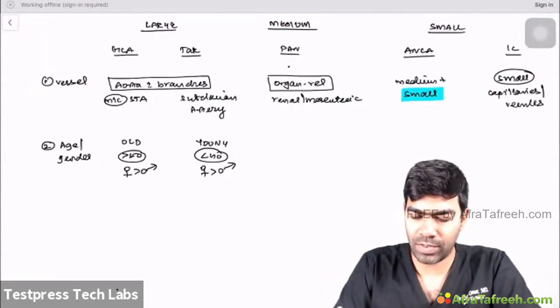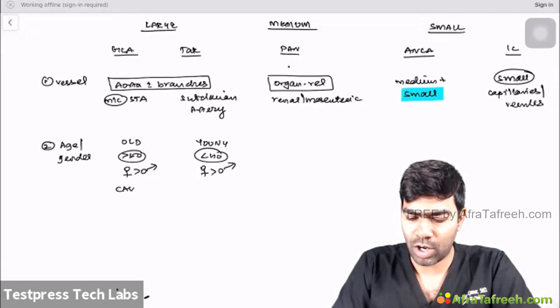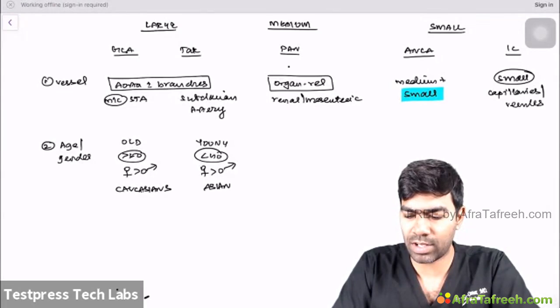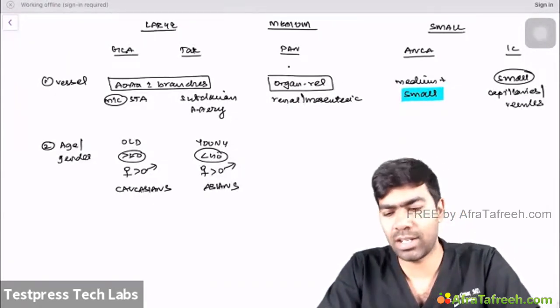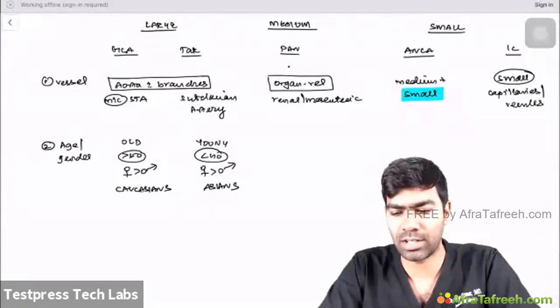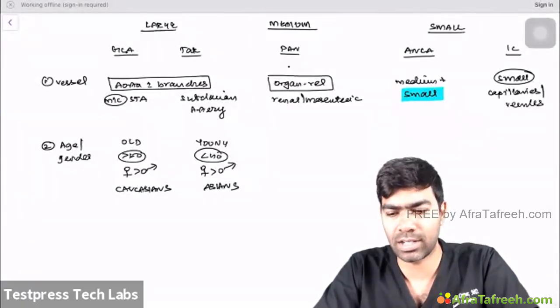And remember, if you take the geographical distribution, Caucasians are the ones affected with giant cell arteritis, and Asians are the ones affected with Takayasu's arteritis. That's a very, very important point. Indians are very rarely affected with giant cell arteritis. It's very rare to have Indians getting giant cell arteritis.